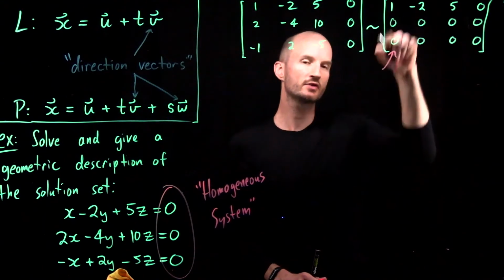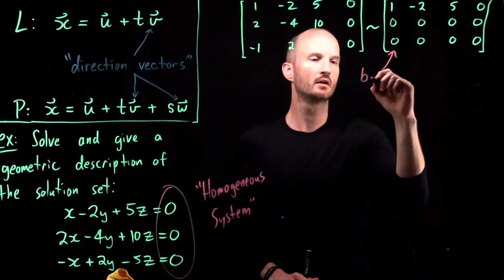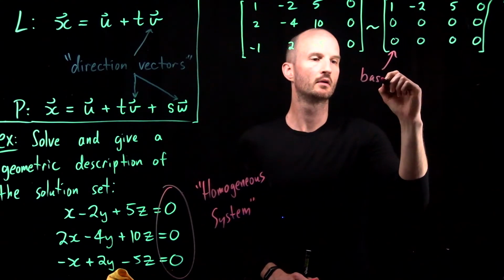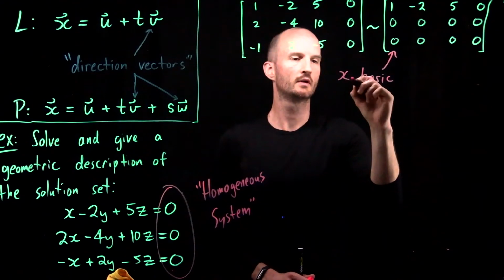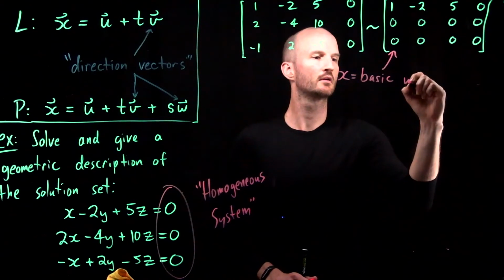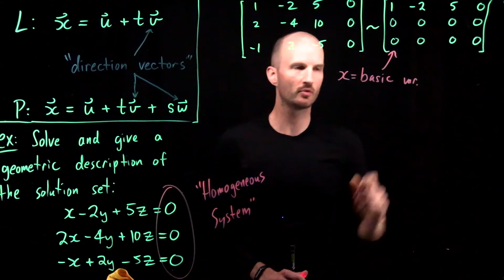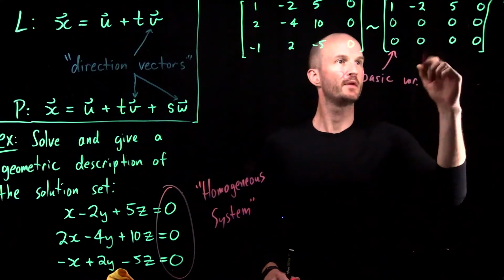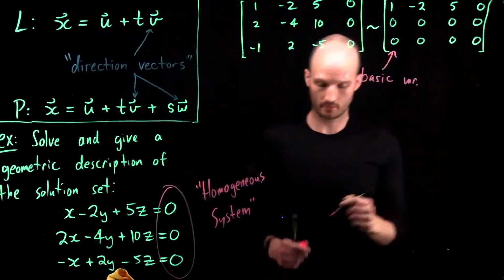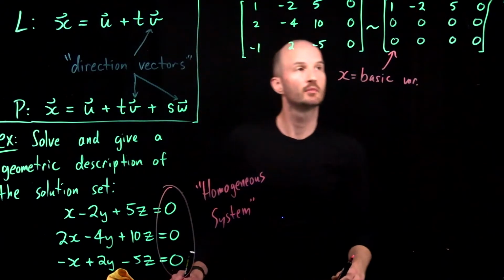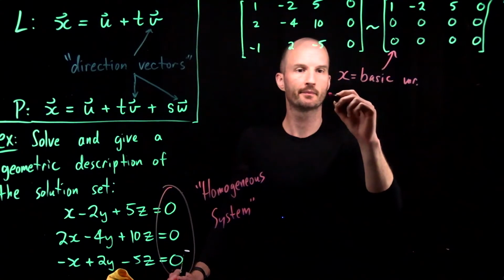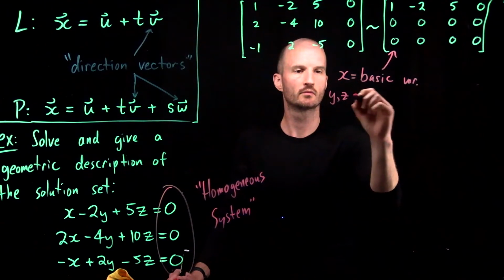We have a pivot. First column is a pivot column, so this is a basic variable. So x equals basic variable, and then y and z, their columns are lacking pivots, so they are free variables.